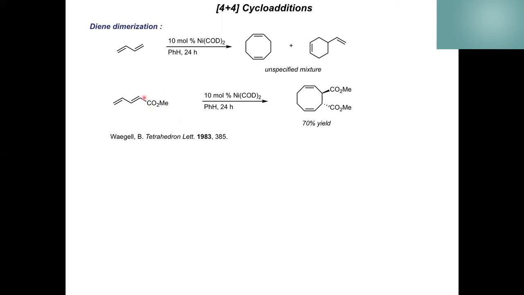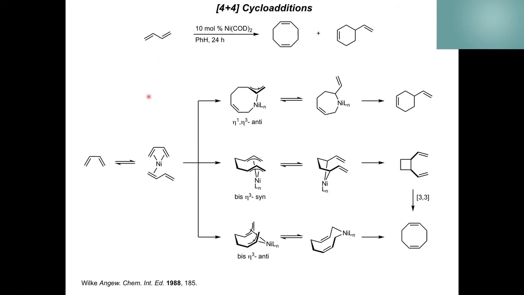And using an electronically biased diene, now using nickel, the major product is actually this trans-1,2-diester cyclooctadiene. So we can understand this if we just think about it from a butadiene standpoint, and then you can translate onto the inclusion of the esters at these terminal positions, which I think is somewhat easier to see.